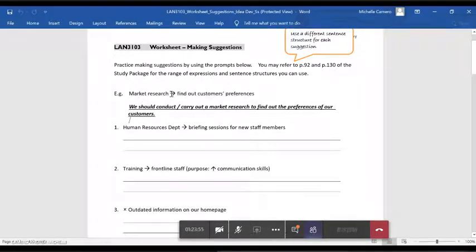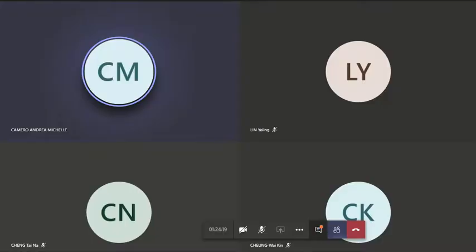So market research, find out customers' preferences. This was the sentence they wrote: We should carry out a market research to find out the preferences of our customers. All right, so we have human resources department briefing sessions for new staff members. We want to use one of these phrases here.